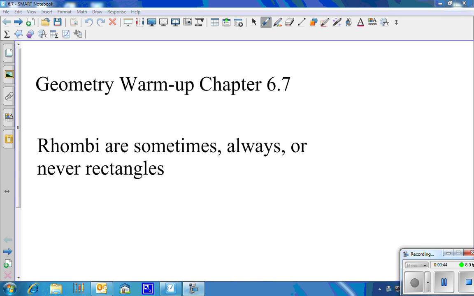Okay. Rectangles and rhombi are separate except when it's a square. So are there rhombi or rhombuses that are considered to be rectangles? That's my question.